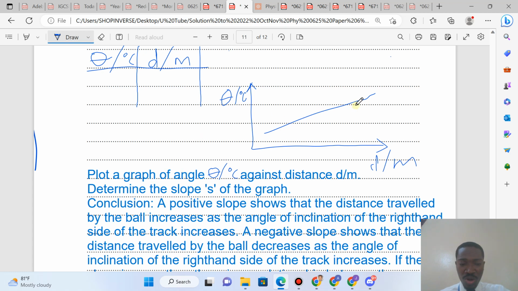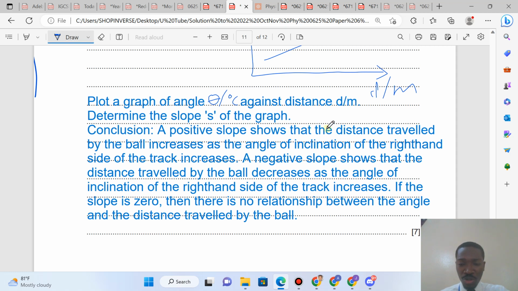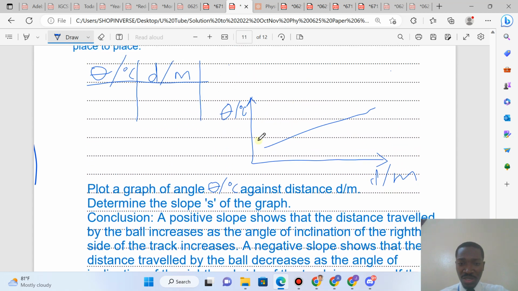After getting your slope, what does the slope tell us? A positive slope shows that the distance traveled by the ball increases as the angle of inclination of the right-hand side of the track increases. So this positive slope shows that as the angle is increasing, distance is increasing. What if when you plotted the graph, you got a negative slope? Then the negative slope shows us that as the angle is increasing, distance traveled by the ball will be decreasing.